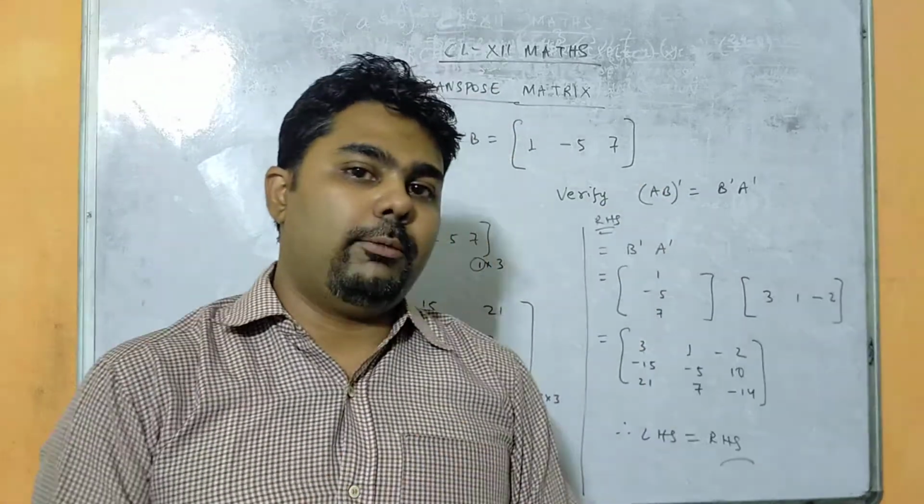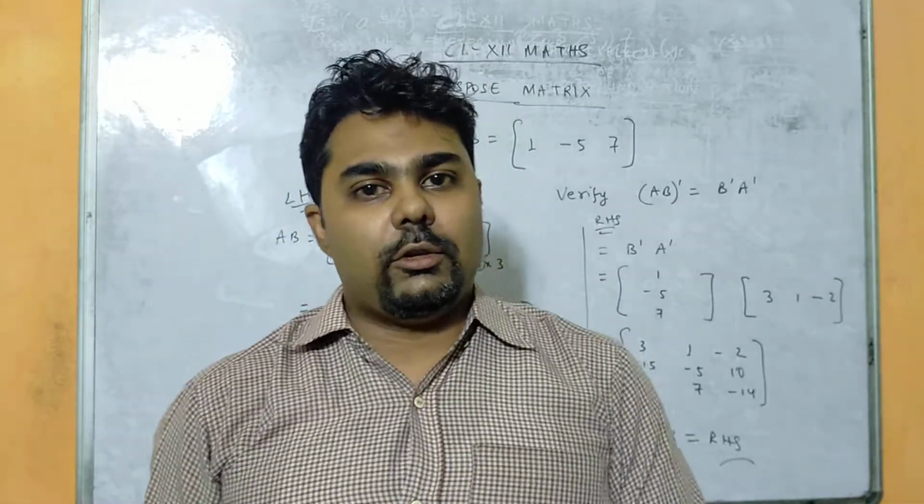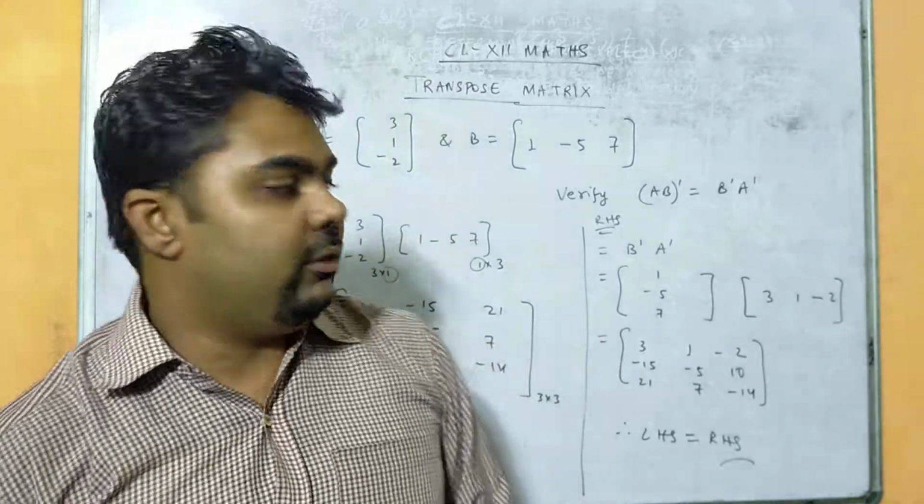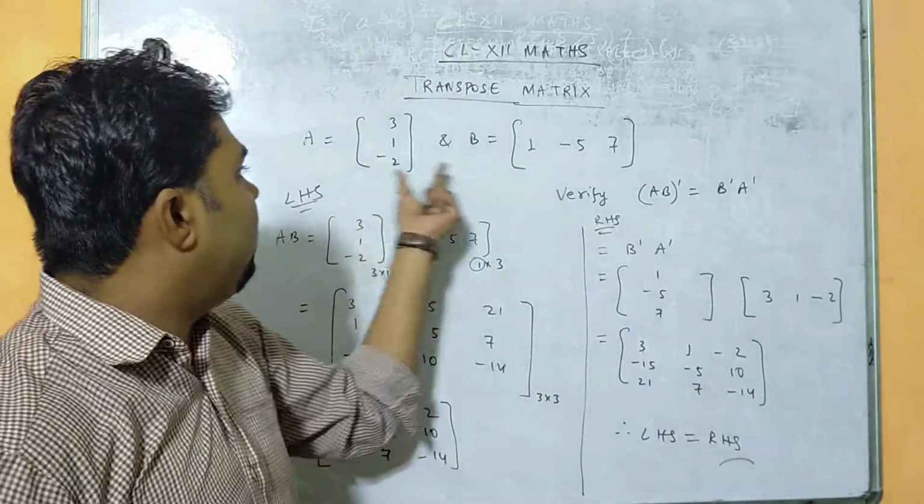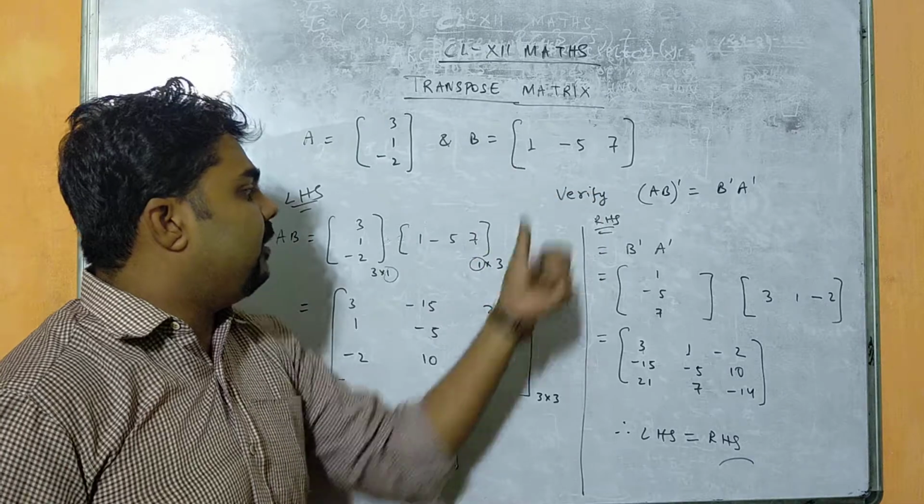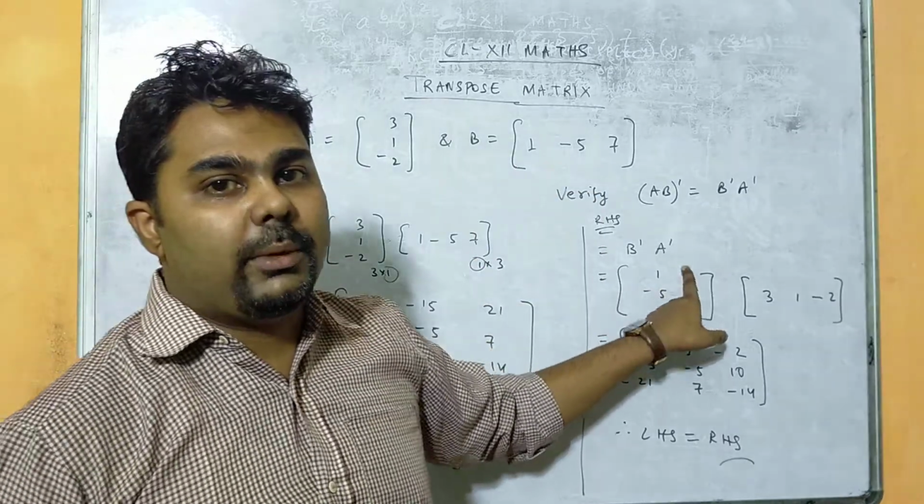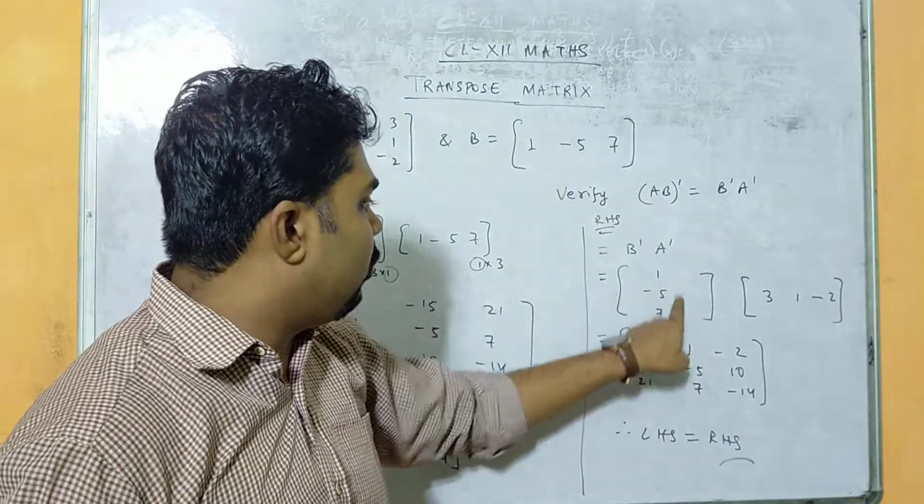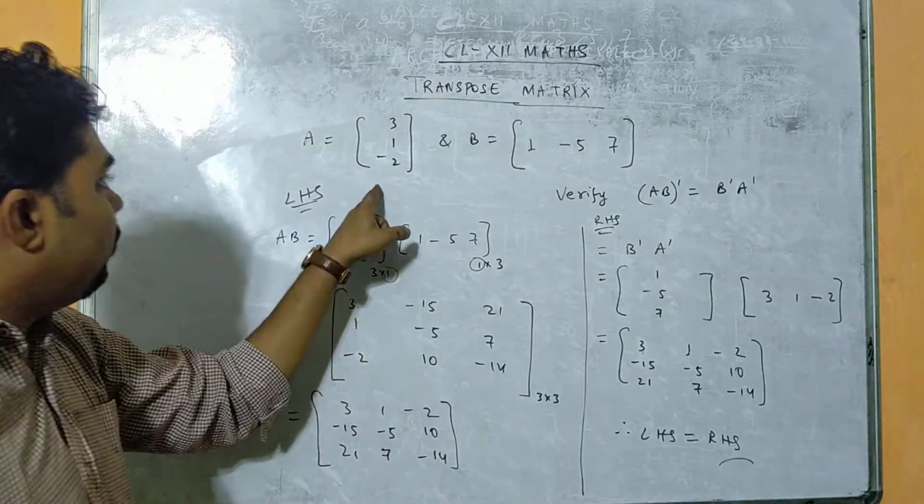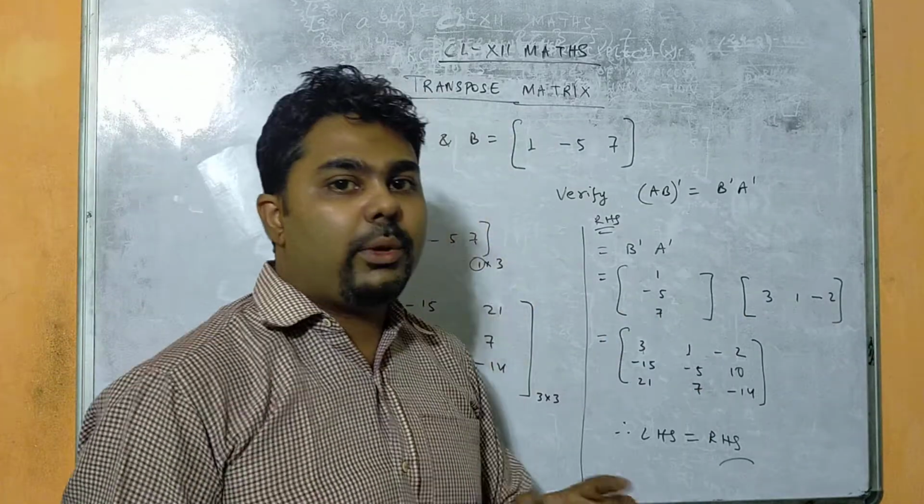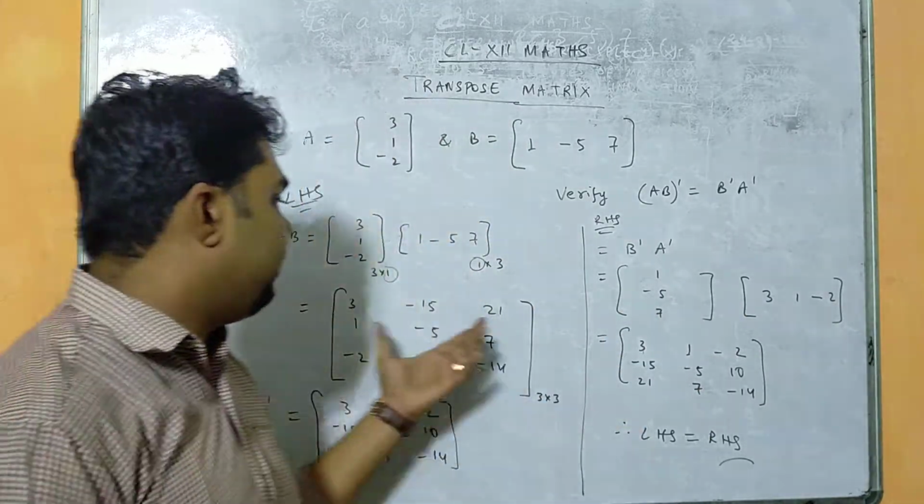That means first we have to find B transpose, then A transpose, and we have to multiply these two matrices, right? So B transpose, you see what we have, 1 minus 5 7. So this will be turned into 1 minus 5 7. That means rows will change into columns and columns will change into rows. Now we have to multiply in the same way how we multiplied here.